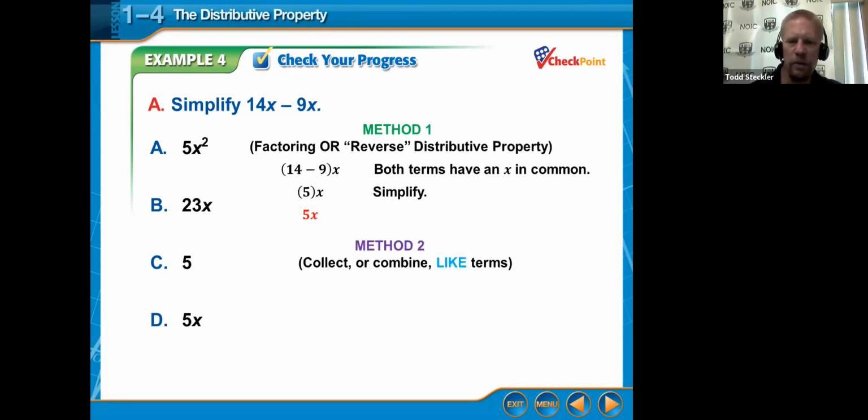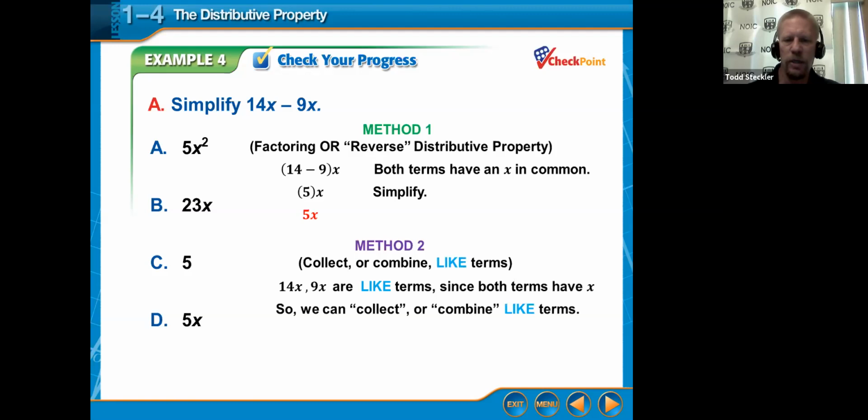There is a second method which we will call collecting or combining like terms. 14x and 9x are like terms since both terms have an x. So we can combine them or collect them, whichever verb you like better. And so 14x minus 9x will simplify to 5x. Both methods gave us the answer of 5x, which was letter D.